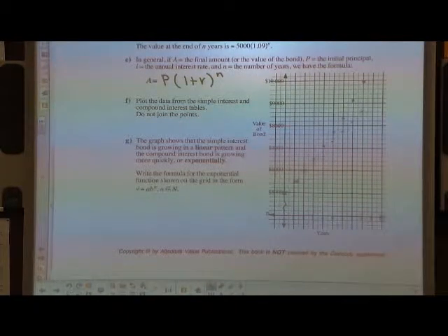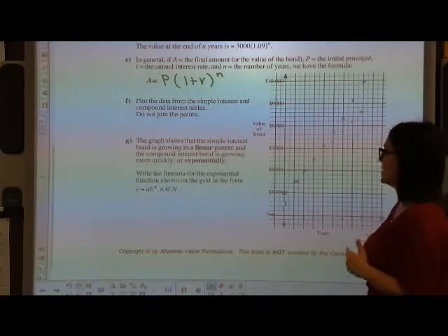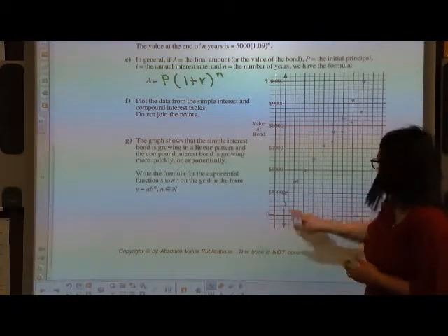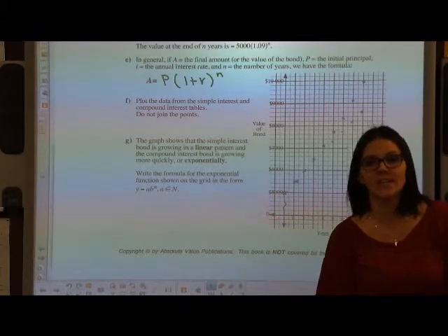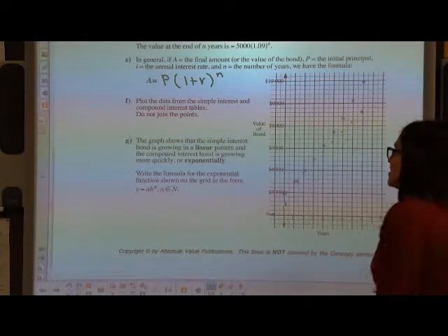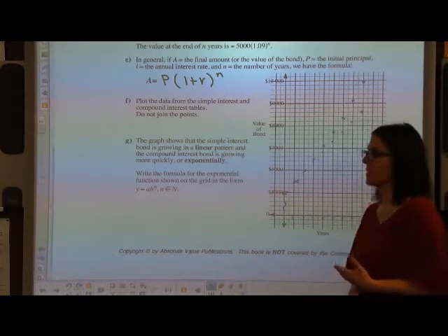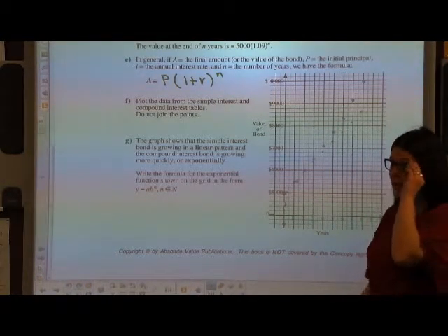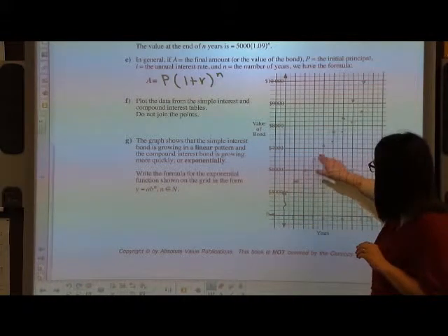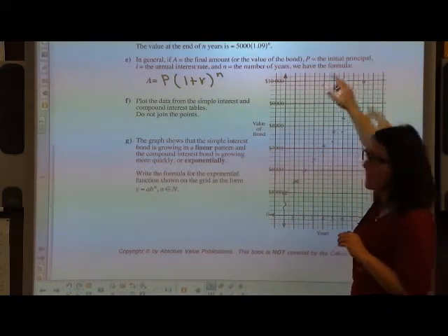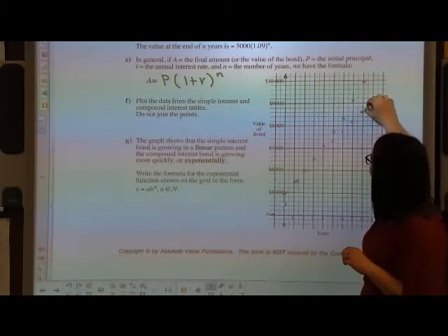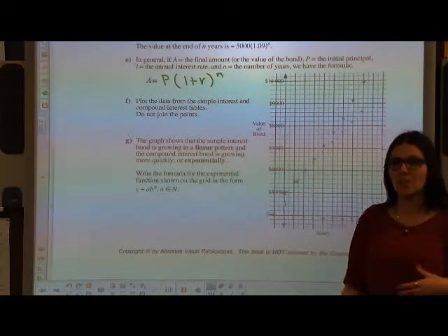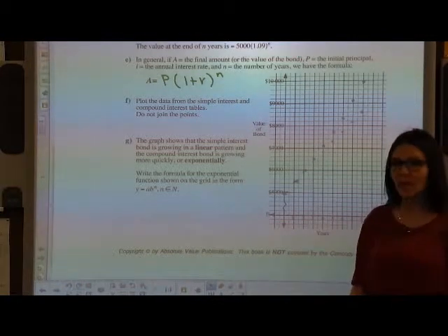What you should notice is that your graph in simple interest is linear. It gets this straight line, and it's going to grow by the same amount every single year. Whereas your compound interest is growing more quickly. It starts off the same, but then it starts to show this rise, and because its growth is exponential, it becomes an exponential equation.